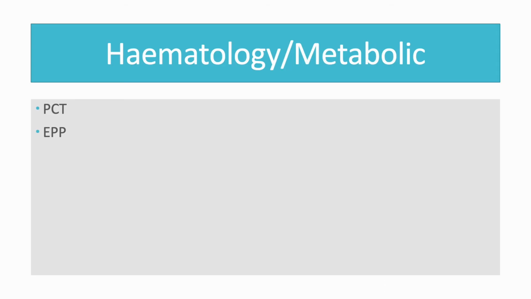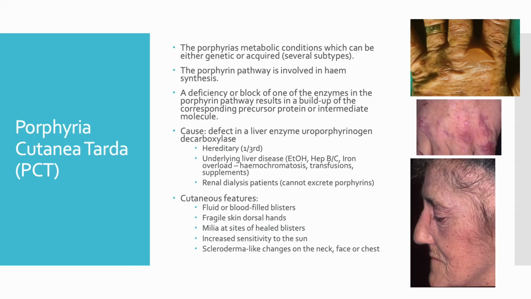In the next few slides, we'll discuss the interesting conditions of the cutaneous porphyrias. So the porphyrias are metabolic conditions which occur due to enzyme deficiencies involved in the synthesis of heme. Deficiency or block of one of these enzymes results in a buildup of the corresponding precursor, and buildups of these porphyrins can result in skin problems.